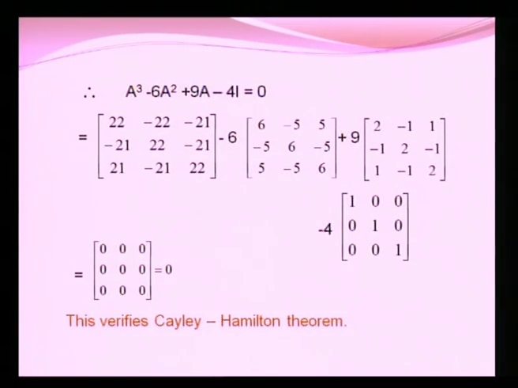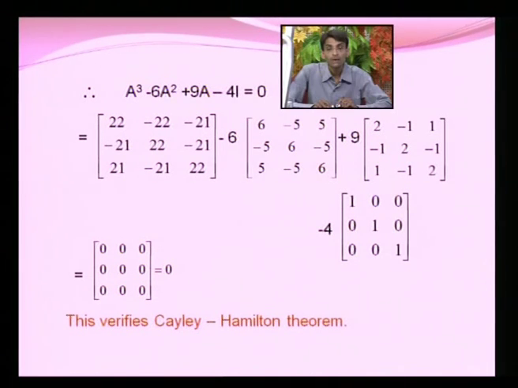That means we have verified the Cayley-Hamilton theorem, which states that every square matrix satisfies its own characteristic equation. So here we have verified that the matrix A satisfies the Cayley-Hamilton theorem, that is, it satisfies its characteristic equation.